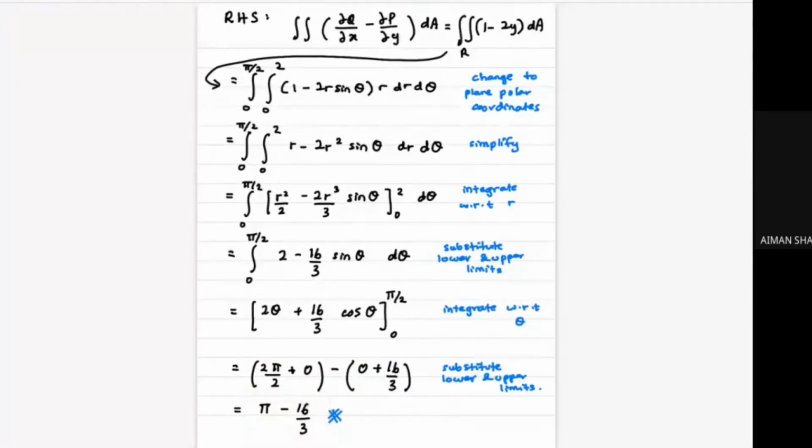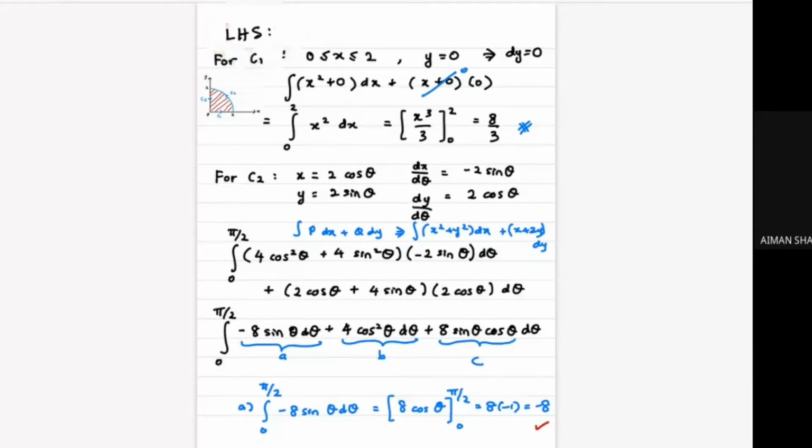So to prove Green's theorem, you have to show that the right hand side is equal to the left hand side. So this is one side. You need to solve another side, which is the left hand side. The left hand side is the line integral. So this is your figure. I just copy it here. Very small. So for the line integral, you need to solve C1, C2, and C3.